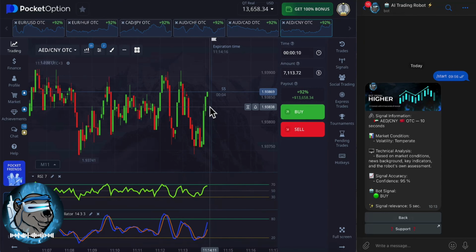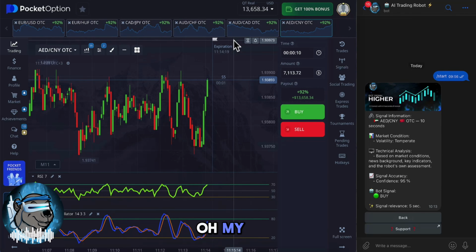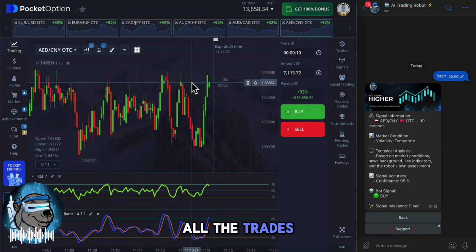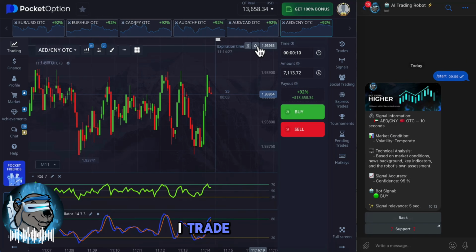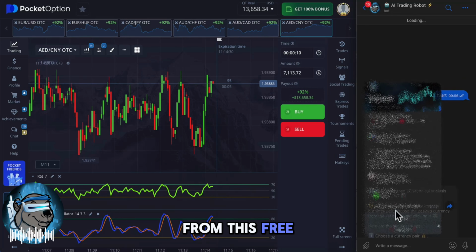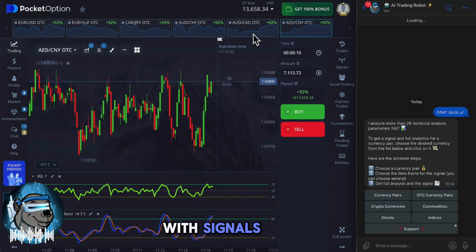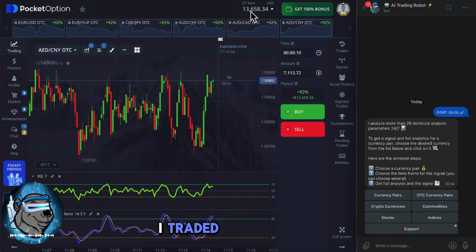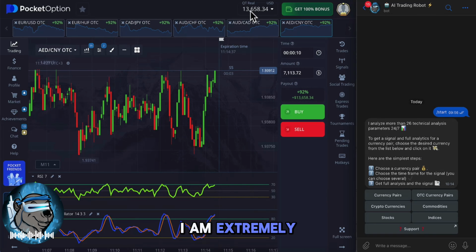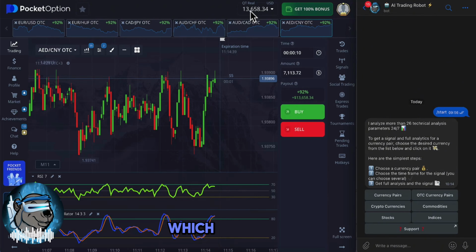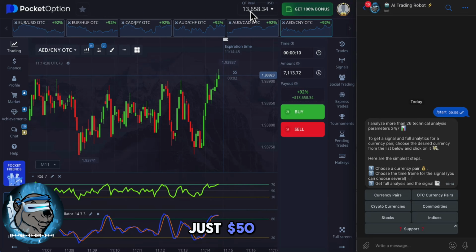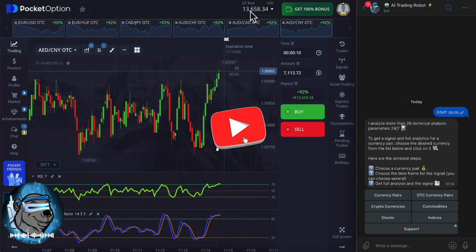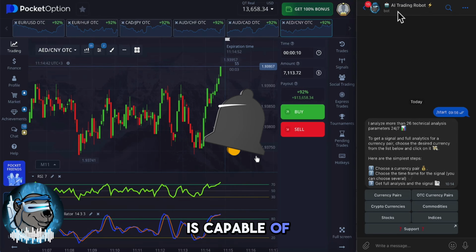$13,658. And that's awesome. Oh my god, this is just amazing. All the trades were consistently profitable. Once again, as I mentioned earlier, I trade strictly according to the signals from this free tool, which provided me with signals. Today, I traded excellently. I am extremely satisfied with the trading results, which brought me a net profit of $13,608. We started with just $50 for trading. This simply proves what this tool is capable of.